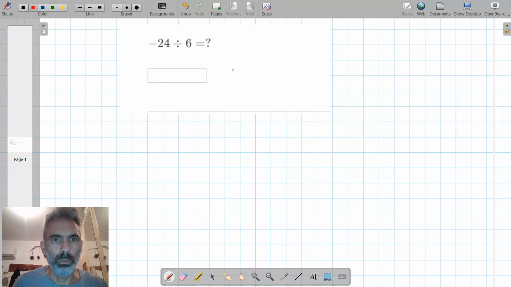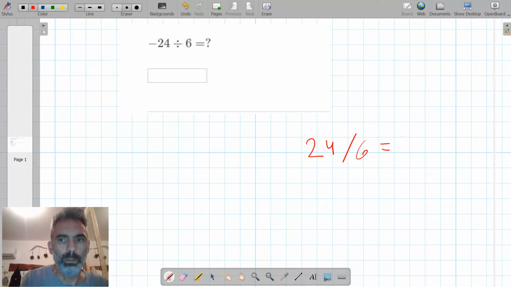Minus 24 divided by 6. Okay, so 24 divided by 6 is 4. And since we have a negative number divided by a positive number, then the result is negative. So minus 4 is the answer.